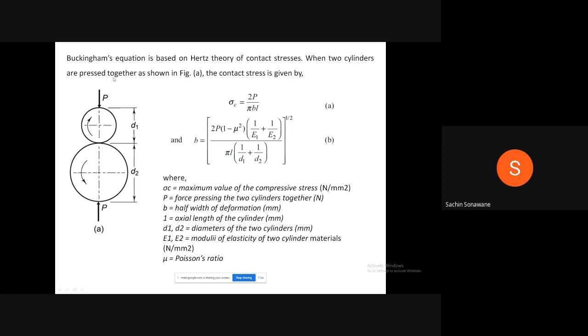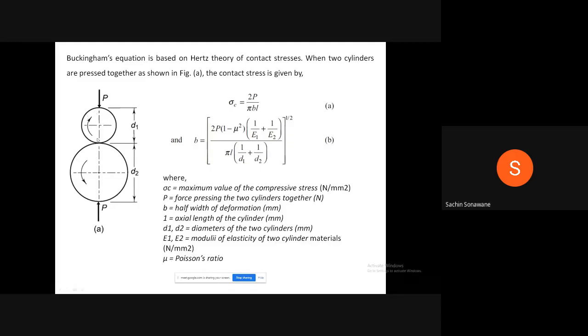When two cylinders are pressed together, as shown in figure A, the contact stress is given by sigma c equal to 2P divided by pi b L, equation A, and b is equal to the square root of [2P (1 minus mu square)(1/E1 plus 1/E2)] divided by [pi L (1/D1 plus 1/D2)], equation B, where sigma c is the maximum value of the compressive stress in Newton per mm square, P is the force pressing the two cylinders together in Newton, b is the half width of deformation in mm, L is the axial length of the cylinder in mm, D1 and D2 are the diameters of the two cylinders in mm, E1 and E2 are the modulus of elasticity of the two cylinder materials in Newton per mm square, and mu is Poisson's ratio.